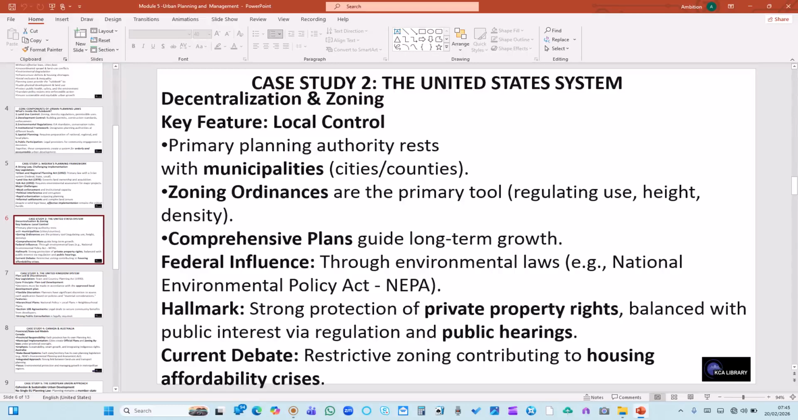The hallmark is a strong protection of private property rights, balanced with public interest via regulation and public hearing. The current debate is restrictive zoning contributing to the housing affordability crisis in the United States.